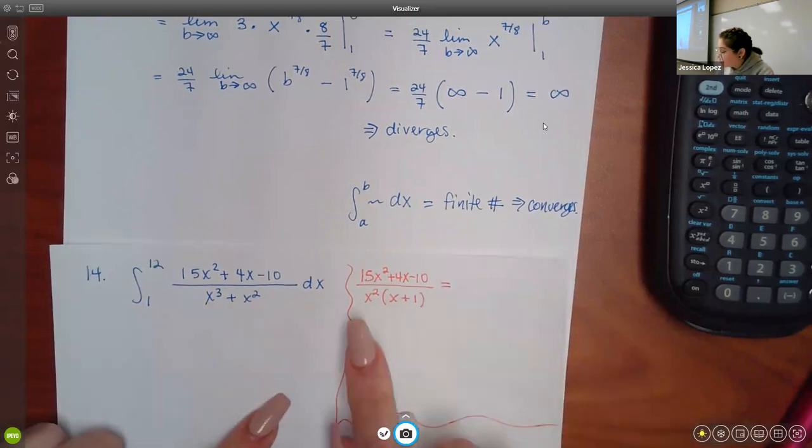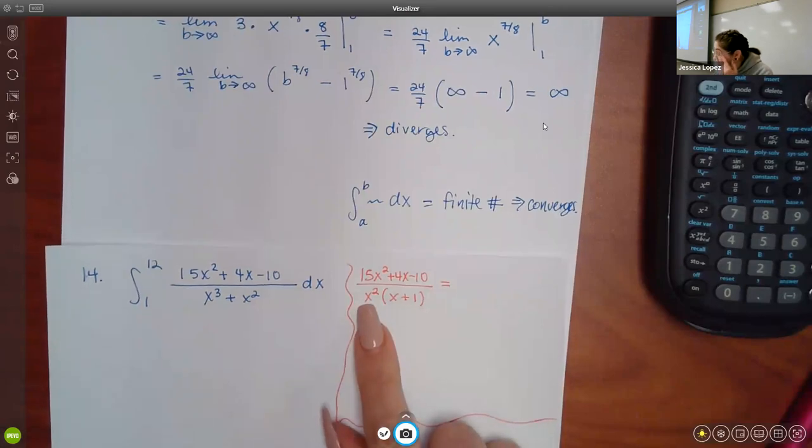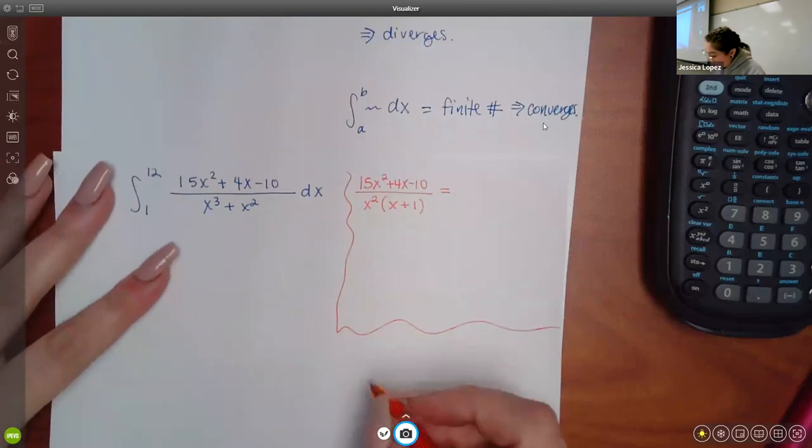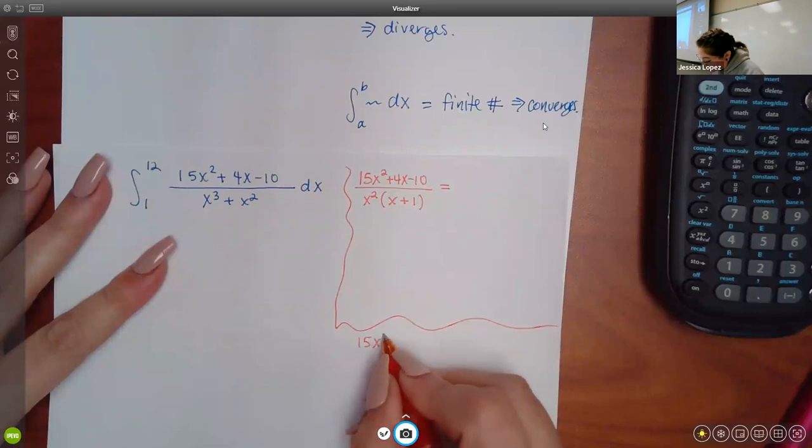Now, the way you choose to deal with this x squared, there are two choices. One of them is a repeated linear. The other is to treat it as a quadratic. So you could do it both different ways, and it'll still come up with the same exact answer, I promise.